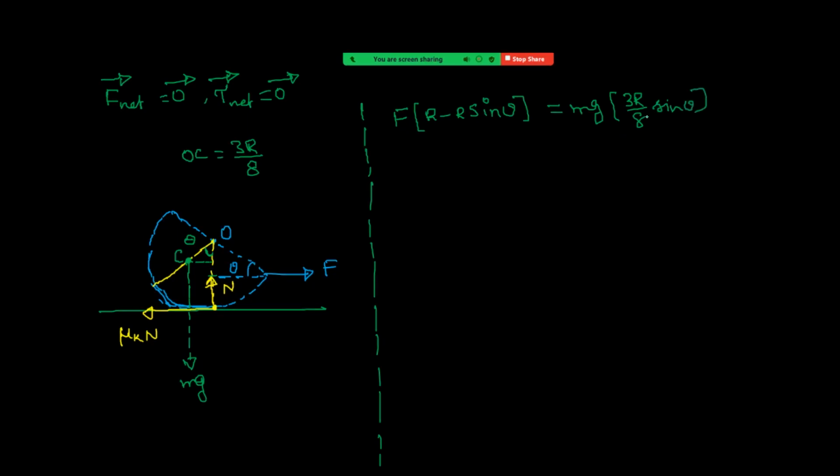So if you are able to write this equation, the remaining is just the calculation part. From this, sine theta is equal to 8 mu upon 3 plus 8 mu. That is the final answer. So the key point here is that the body is in equilibrium, so net force is 0 and net torque is 0. Okay.